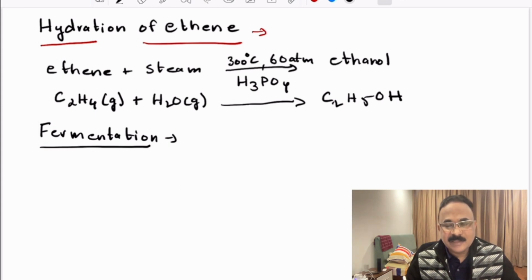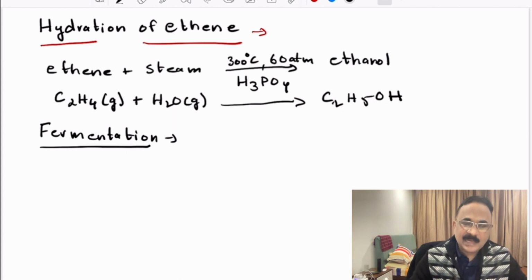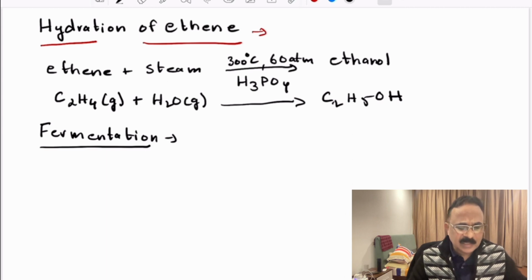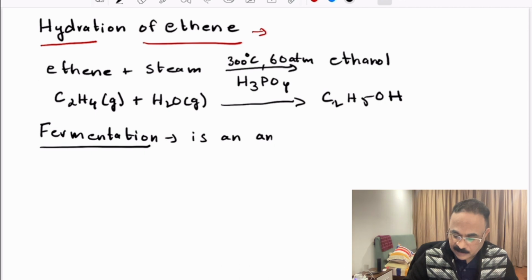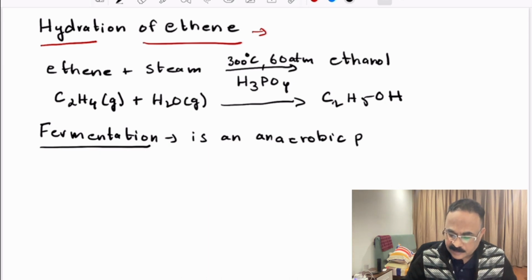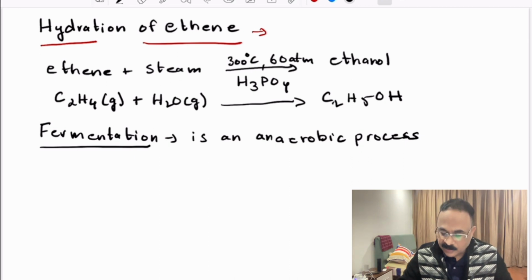So ethanol is prepared by the fermentation process. Fermentation is an anaerobic process where oxygen is not involved. It's a process where oxygen is absent. So we can write it down: fermentation is an anaerobic process, that means in the absence of oxygen.